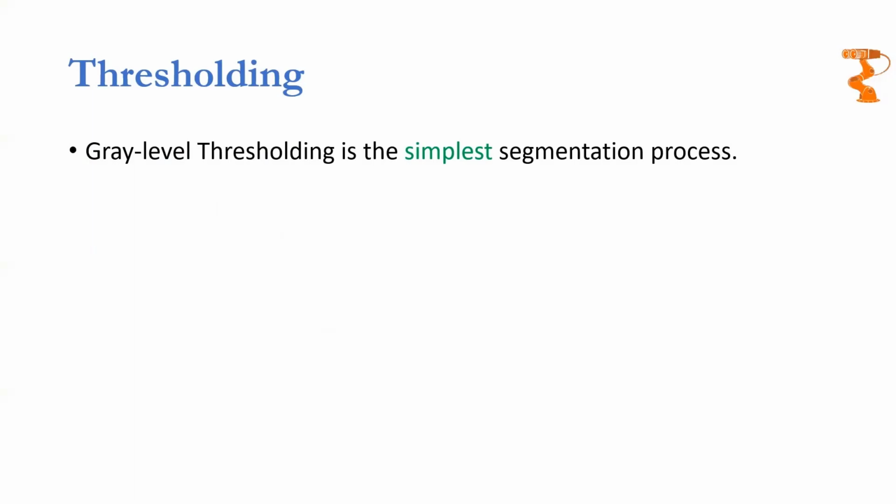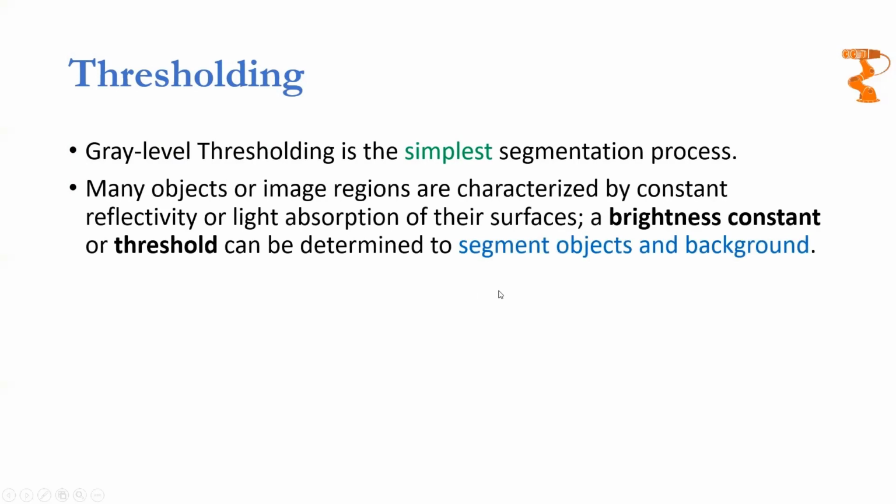So the first one is the easiest one, which is called thresholding. You have already studied what thresholding is. You must already know it. It is the simplest segmentation process. And using thresholding on brightness images is quite a common thing for segmentation.